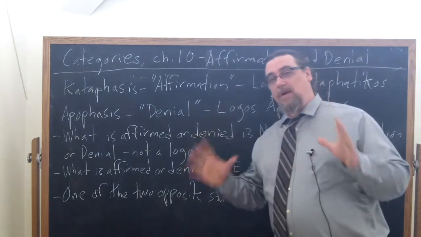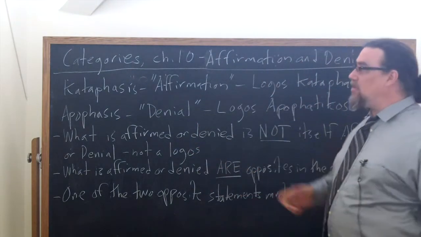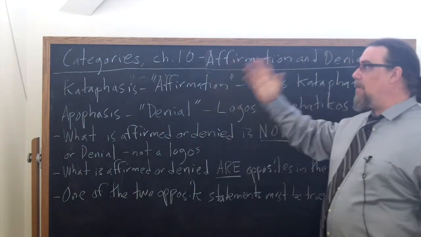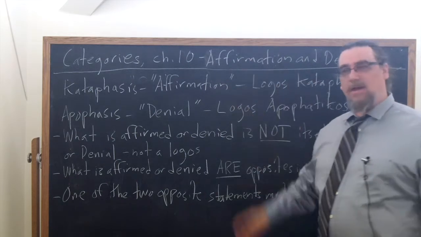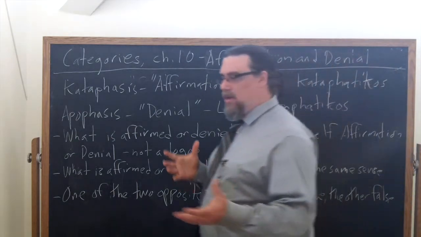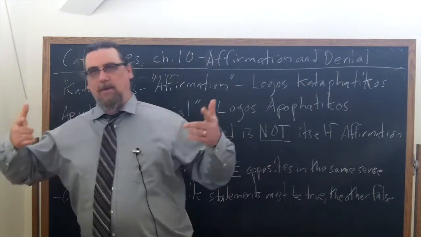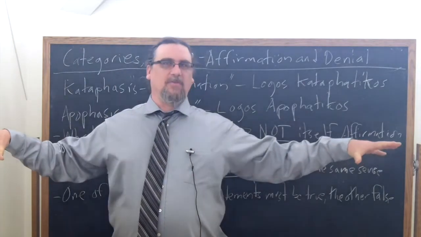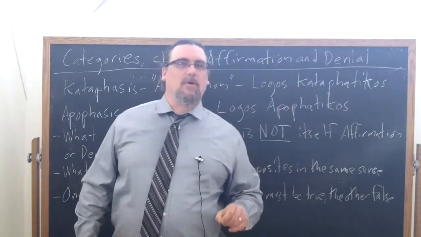So another very important type of opposition, kataphasis and apophasis, affirmation and denial, has to do primarily with language or our thought about things rather than the things themselves, although it refers to those things.